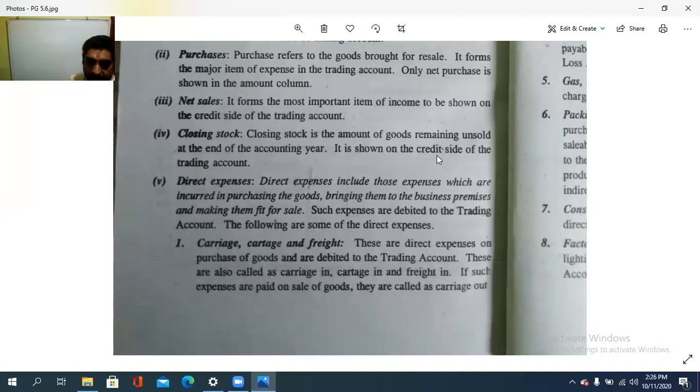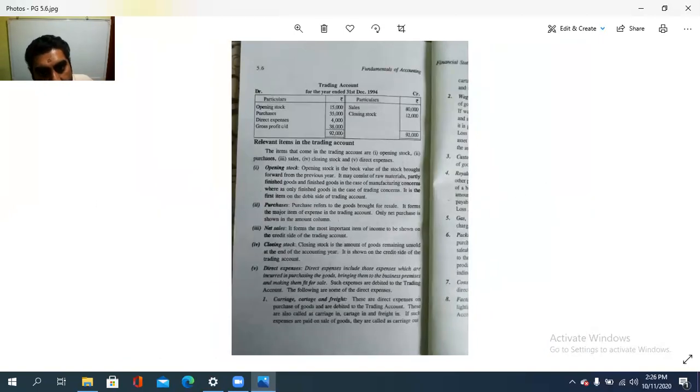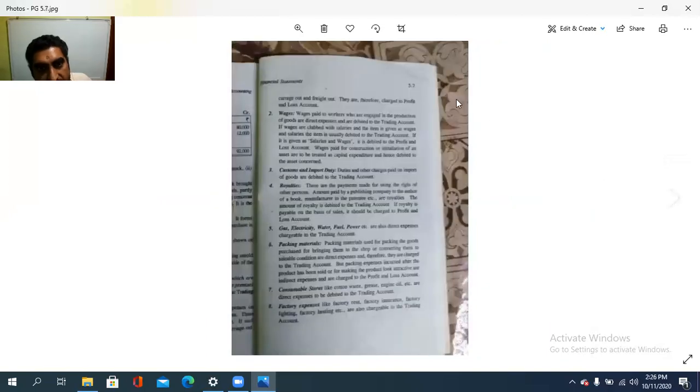അങ്ങനെ അറിയപ്പെടുന്നത്. If such expenses are paid on sale of goods, they are carriage out. വിൽക്കുന്ന ഇതിനാണെങ്കിൽ പിന്നെ അതിന്റെ പർച്ചേസ് ചെയ്യുന്നതിനുള്ള ഇതാണെങ്കിൽ direct expenses, that is carriage in or cartage in or freight in. So that is the one item with regard to carriage, cartage or freight in direct expenses. So carriage out, cartage out and freight out, and they are therefore charged to profit and loss account because it is for the sale of the goods.